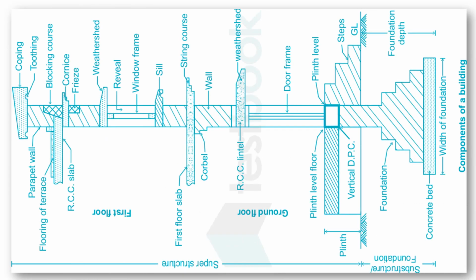So this is the appropriate figure related to components of building to address every part of building. And here in this figure there is corbel, cornice, frieze and coping. So observe this figure and remember the names related to the figure, because sometimes they ask fill in the blanks in this figure. So you need to remember this figure with the names and parts of building components.